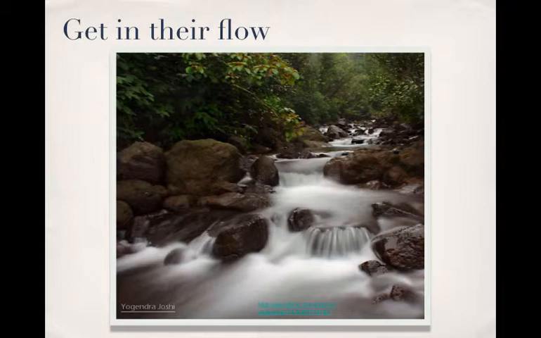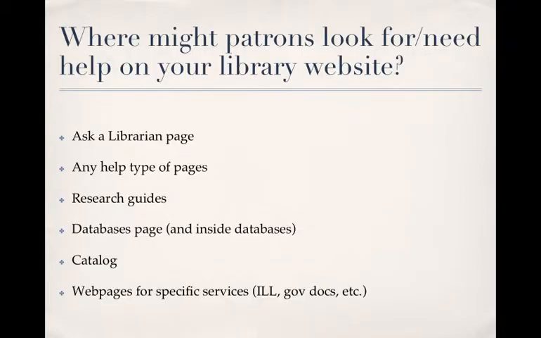And I know we've talked about getting in our users' flow, and we read that Lorcan Dempsey article in week 1, and this is really the place with instructional point of need content where we really do need to get in their flow. So we need to think about where the places are where users might have difficulty or might seek help on the library website. And this is a list of a bunch of pretty obvious places where they might be looking or might have difficulty.